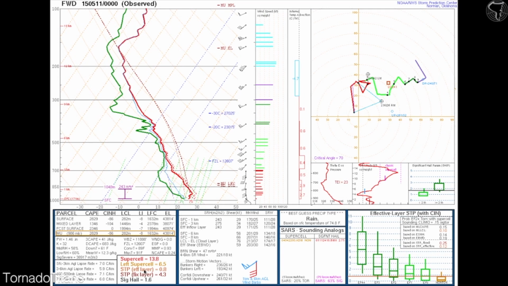So, again, you have your Supercell Composite at 13.8. That's pretty good. You have your effective layer STP at 0.8 and fixed layer at 4.3. And some decent lapse rates, but look at this, the 3 to 6 kilometer lapse rate's actually below 6. That's not very good. That's not the most unstable atmosphere for sure. You didn't get the biggest hail sizes on this day because of that, but at least at this point and later, you did have a little bit of warming.